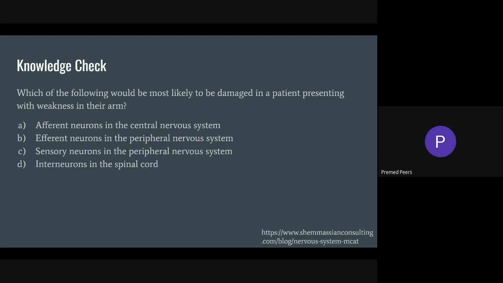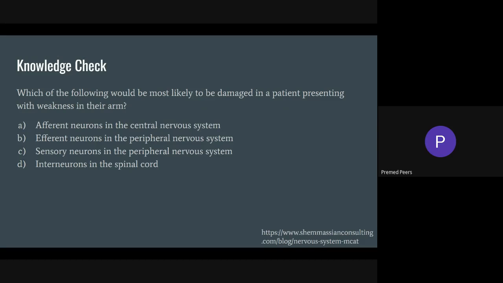Okay, so for this question, the correct answer is B, efferent neurons in the peripheral nervous system. Efferent neurons, if you'll remember, are the ones that are carrying information away from the brain. They're your motor neurons that are stimulating muscle contraction. Your peripheral nervous system is all of the neurons that would be innervating your arm. And so that's why B is the most likely answer.